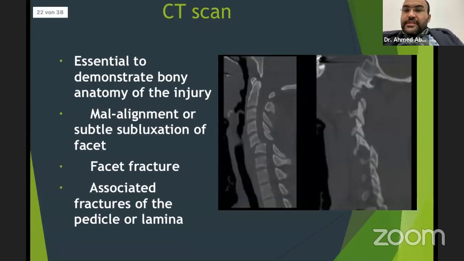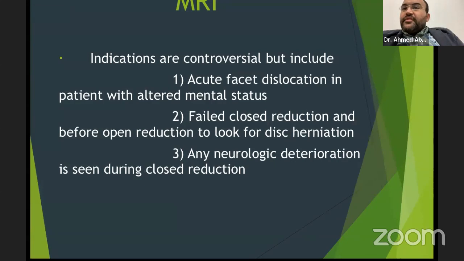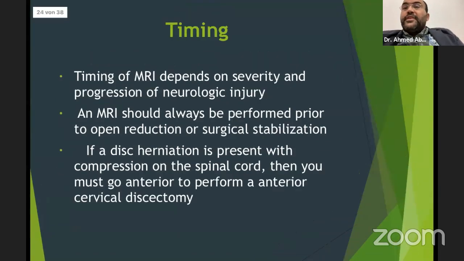The CT scan is essential for the demonstration of the bony anatomy of the injury, malalignment or subluxation, the facet fractures, and associated fractures of the pedicle or the lamina. The indications of the MRI are controversial, including acute facet dislocation in patients with altered mental status, failed closed reduction, and before open reduction to look for disc herniation. Any neurological deterioration seen during a closed reduction is also an indication. The timing of the MRI depends on the severity and progression of the neurologic event.